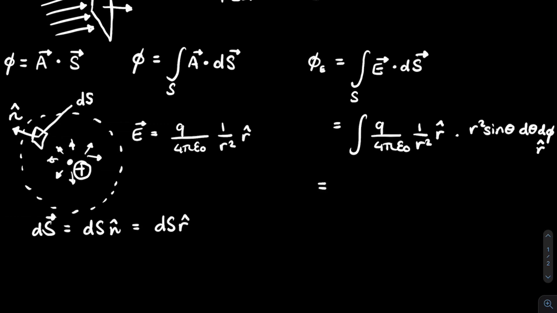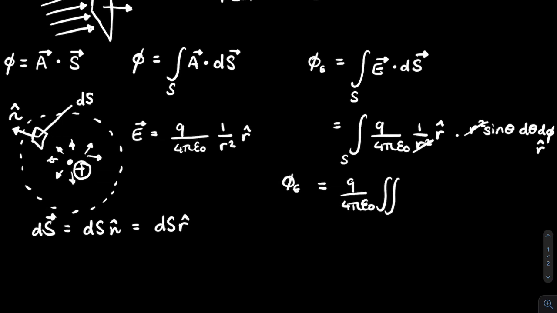So what's going to happen? You can see that these r squared right here, this is the important bit, the r squareds are going to completely cancel. So if we simplify this a little bit, we get Q over 4 pi epsilon 0. That's all just constant, so we don't have to worry about that. And now we have a double integral. We're integrating over the polar angles theta and phi. Of course, the electric field does not depend on theta and phi, which is going to make the integration incredibly easy.